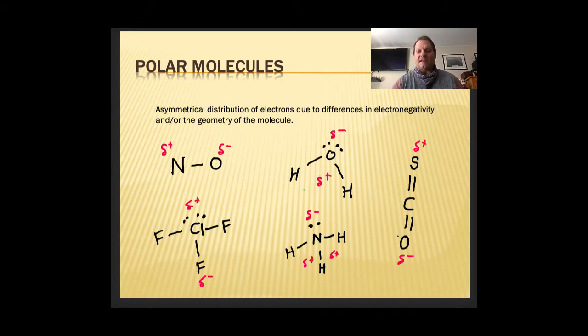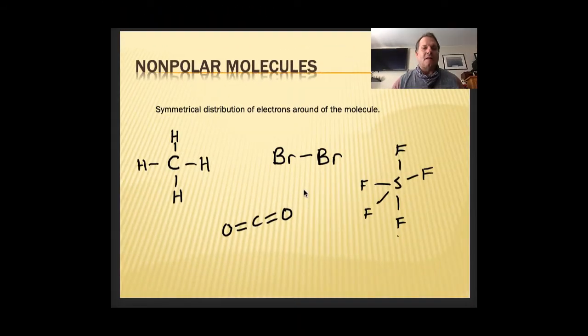So what does it look like if something's nonpolar? Well, then it has to be symmetrical. We have a symmetrical distribution of electrons around the molecule. So who wins the fight for the electrons here? Nobody. They're all equal. Who wins the fight for the electrons between these bromines? Well, they have the same electronegativity. Who wins the fight for the electrons in this carbon dioxide? Well, the oxygens pull in opposite directions, as they did in the CH4 in 3 dimensions.